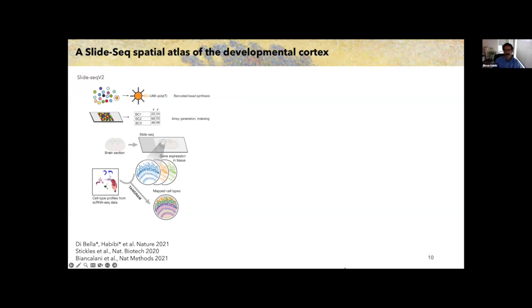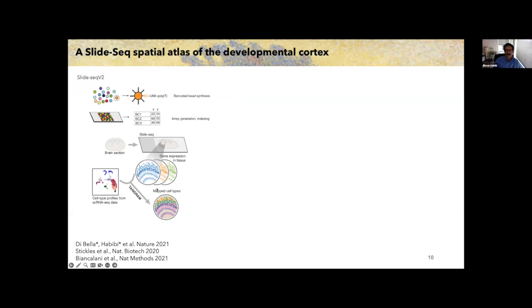So therefore, we took advantage of spatial transcriptome methods that have been developed in Fei and Evan Macosko's lab, Slide-seq, that you already heard about, to associate cell identities that we defined from single cell transcriptome and map them back to their topographic organization. Here we used Slide-seq, which is approximately 10 micron resolution.